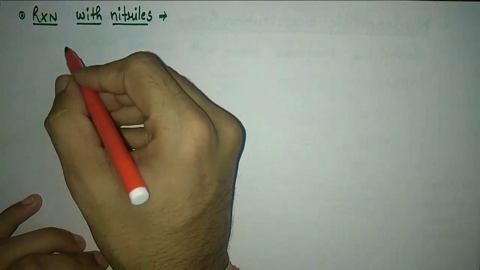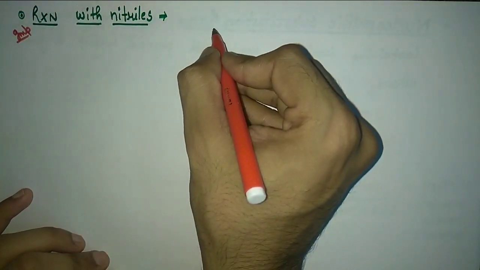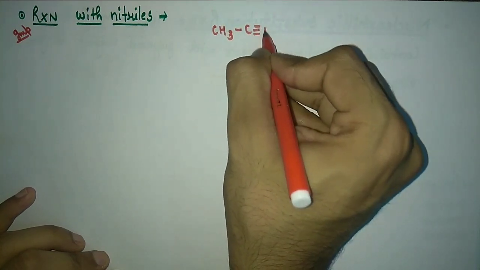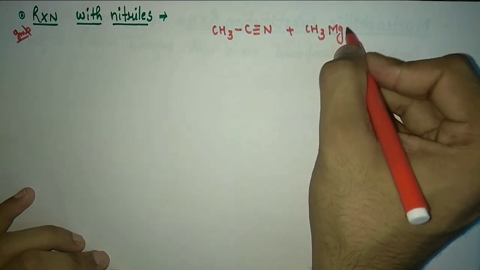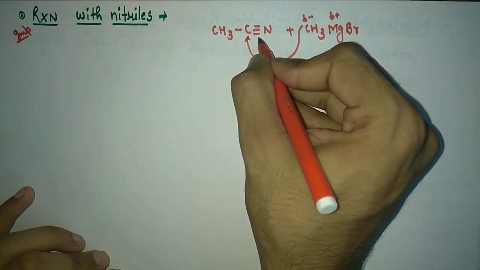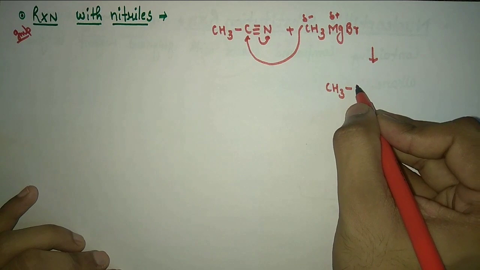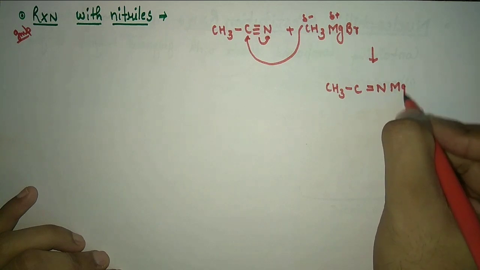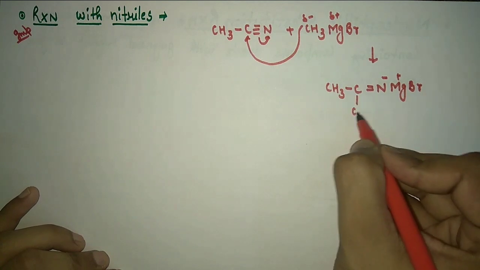Now this is very important, when nitriles react with our Grignard reagent. Let us take acetonitrile, CH3C triple bond N. It reacts with Grignard reagent CH3MgBr. So this comes to this and it moves to this. So what will happen? CH3C double bond N MgBr. This is negative and this is positive, and here comes the CH3 group.